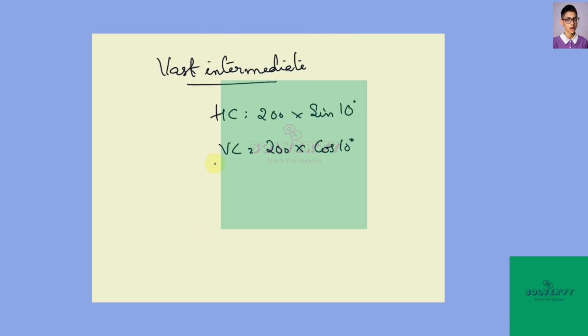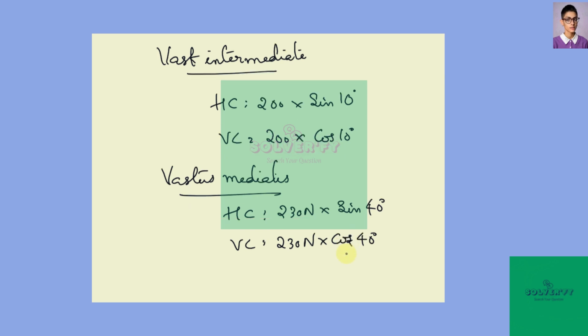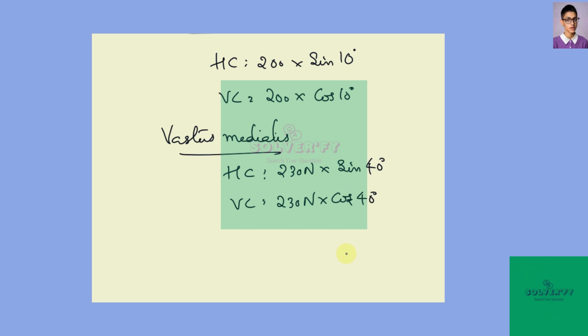And the next muscle is vastus medialis. For that, the horizontal component is 230 Newton into sine 40 degree and the vertical component is 230 Newton into cos 40 degree. Now let's calculate the horizontal and vertical components.